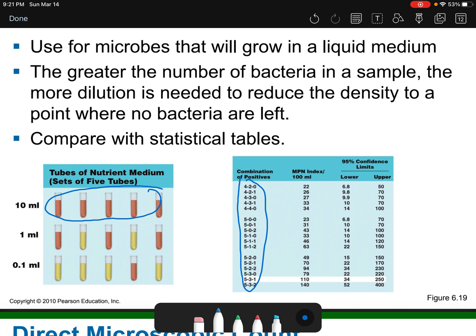And so we want to look at that as we compare it to the statistical table, and that kind of helps you estimate the number of bacteria in a sample. They oftentimes will do this from liquid cultures.